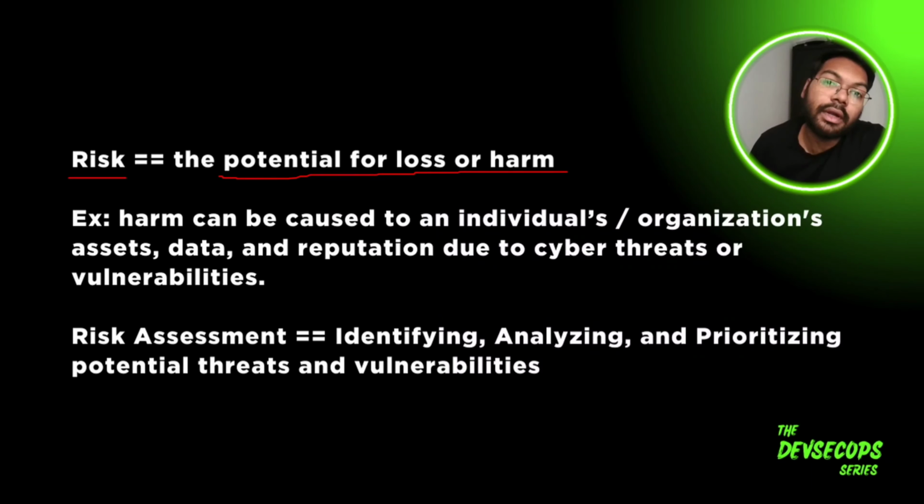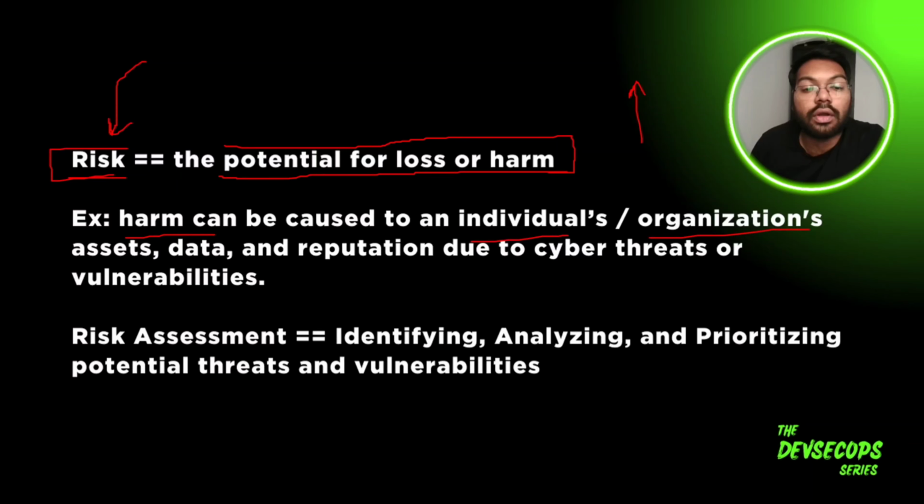And if there are humans in that rocket, then the potential for harm, the risk, is more, right? If that is an unmanned vehicle or rocket, the risk is less, it would be only financial, right? But if there are people in it, then the significance of this risk is very high, right? So that is what we call the potential for loss or harm caused by a particular vulnerability. That is what we have to calculate, the risk associated with things. For example, the harm that can be caused to an individual or an organization's assets, data, and reputation due to cyber threats or vulnerabilities, right?